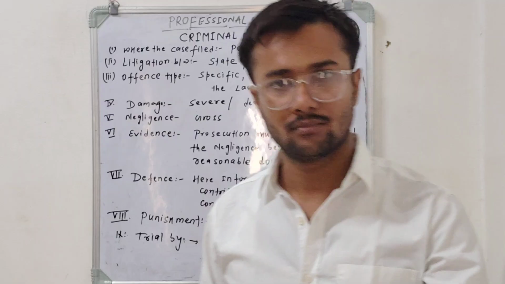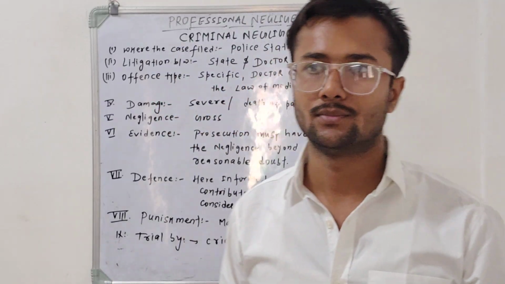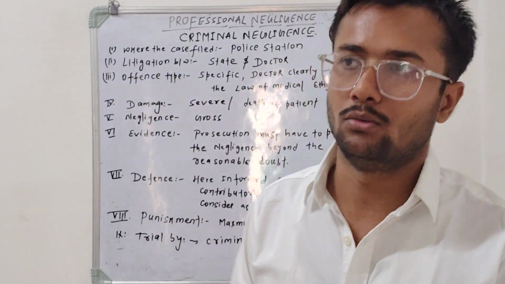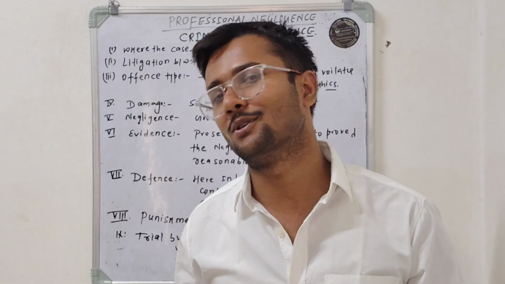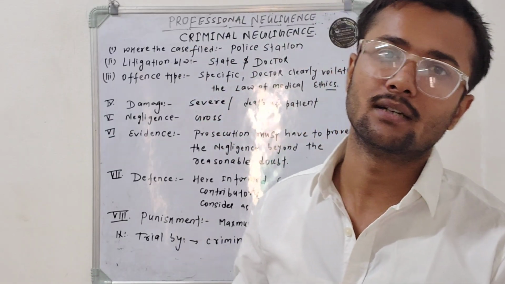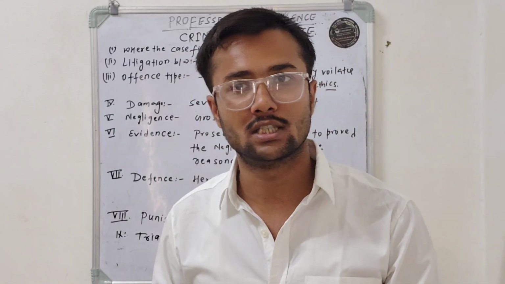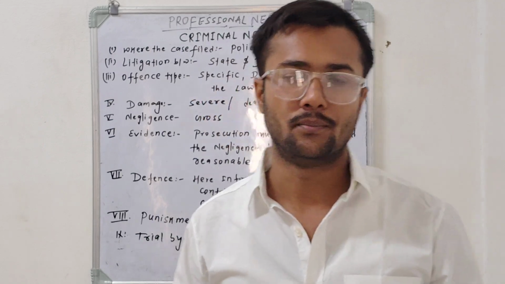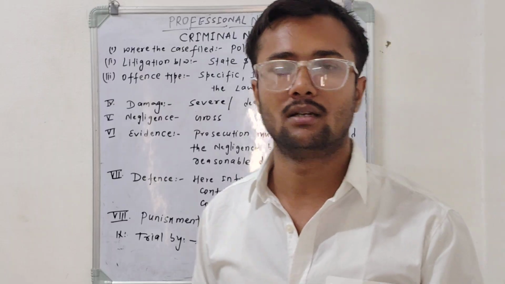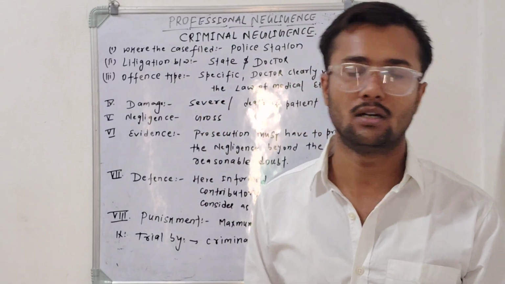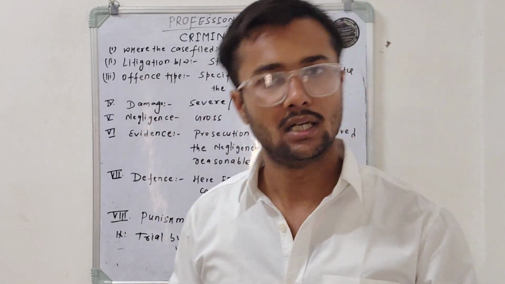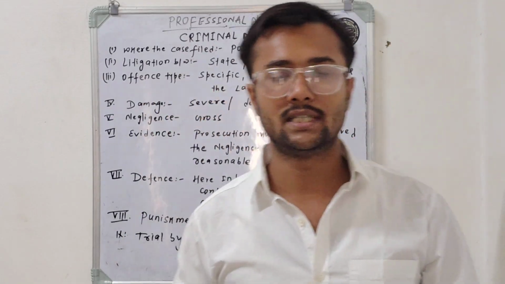So what happens if any doctor is accused of criminal negligence? Definitely the patient has a right to file an FIR against that doctor. Where does the patient go to file the FIR against the doctor? Since it is a criminal negligence, the patient goes to the police station and files an FIR against the doctor. So this is the first point: where the case is filed. The case is filed in the police station.